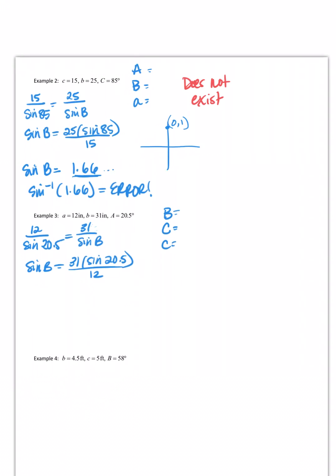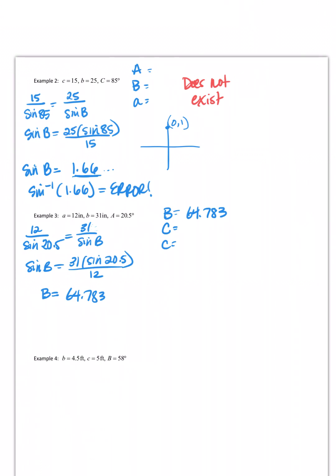So I'm going to get a decimal answer here, right? This is going to be a decimal. And so when I do inverse sine of that value, I find out that big B is 64.783. Okay, so 64.783. So I need to decide, is there a second triangle here? Is there a second big B?